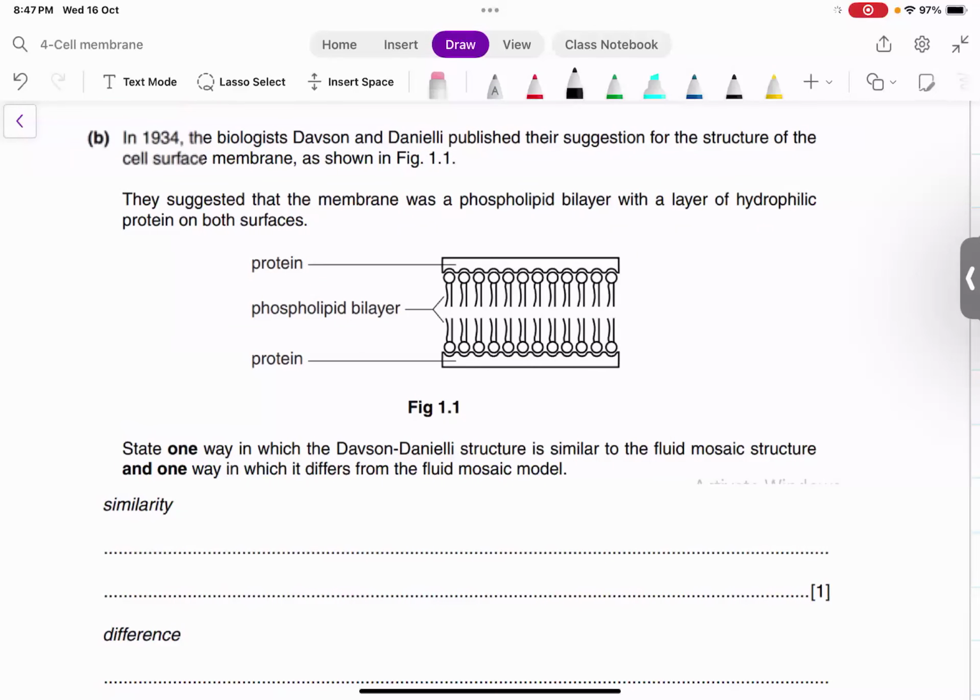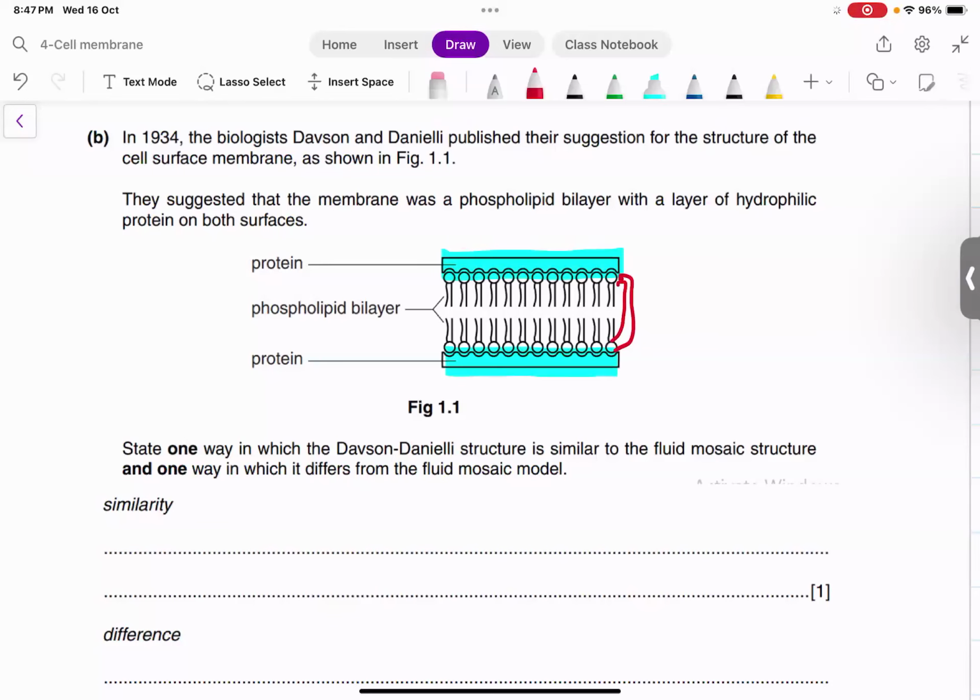In 1934, the biologists Davson and Danielli published their suggestions for the structure of the cell surface membrane as shown in figure 1.1. They suggested that the membrane was a phospholipid bilayer with a layer of hydrophilic proteins on both surfaces. So this is actually a protein layer on the outside on both surfaces, on the upper surface and lower surface. And we have this phospholipid bilayer which is present here.